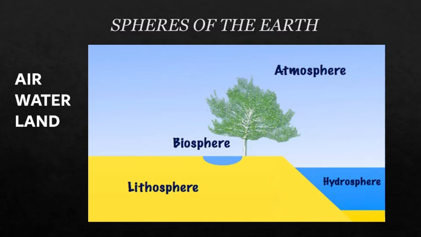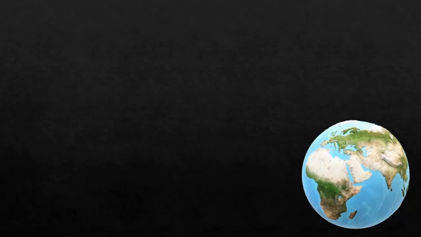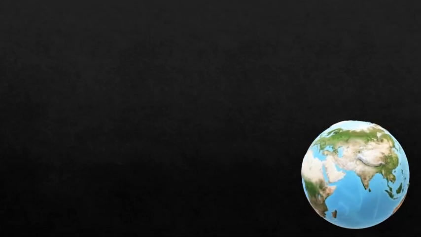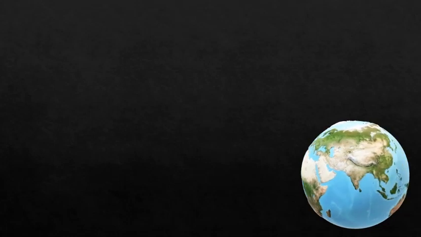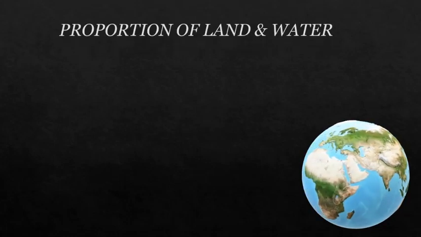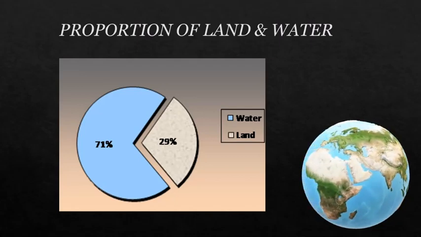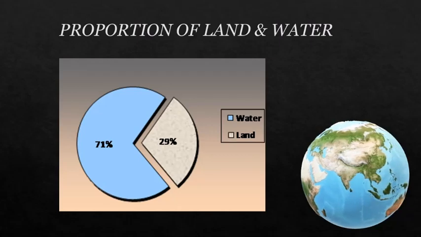and all living things and the part of the lithosphere, hydrosphere, and atmosphere which they occupy together are called the biosphere. Now, atmosphere is the layer of air that surrounds the earth, and the surface of earth is made up of water and land, that is hydrosphere and lithosphere, and the proportion of water and land is 71% to 29%.